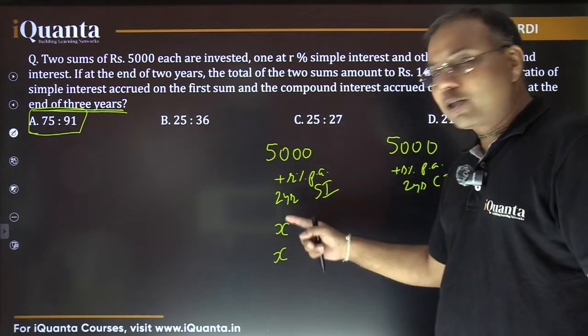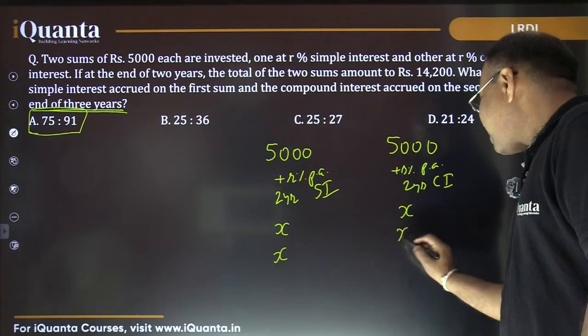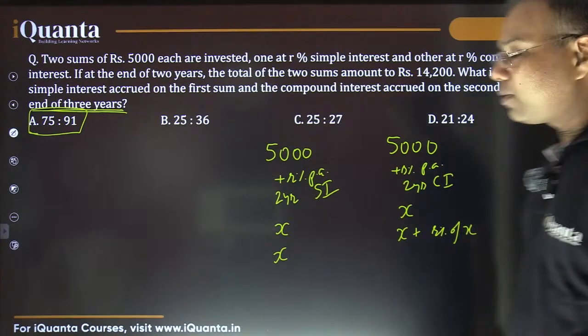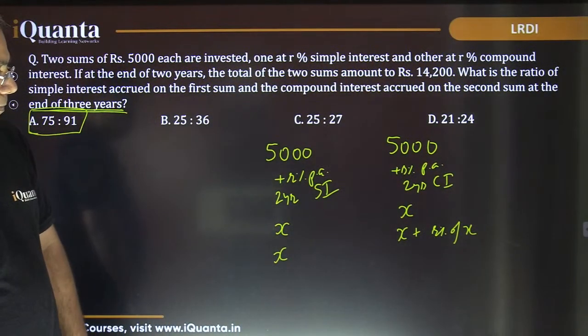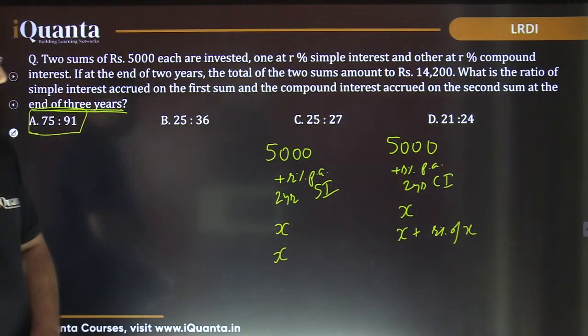So for both years, it is going to remain the same. In this case, it is going to be X plus R% of X. Yes or no? Is it okay?